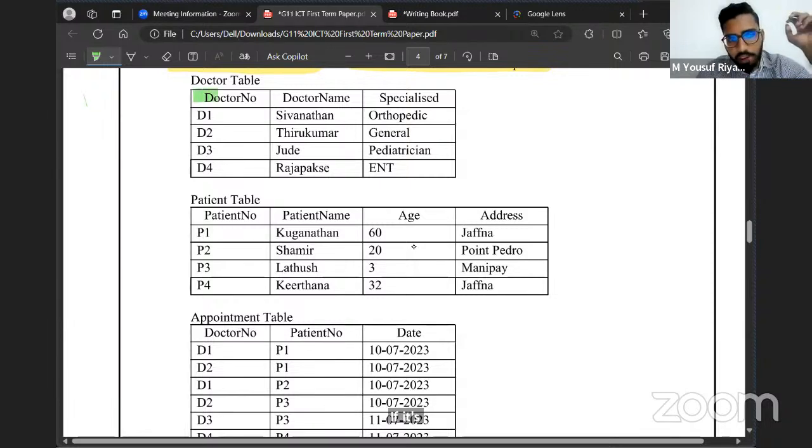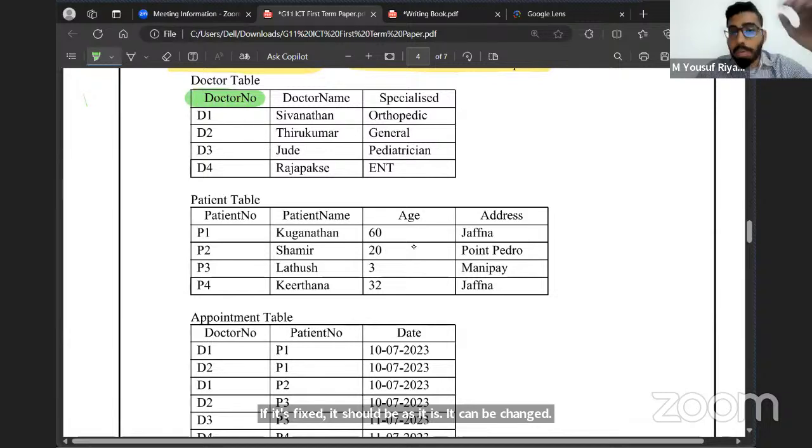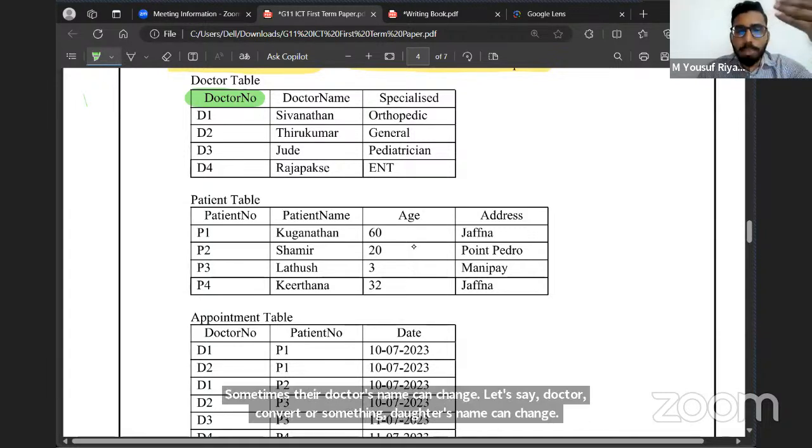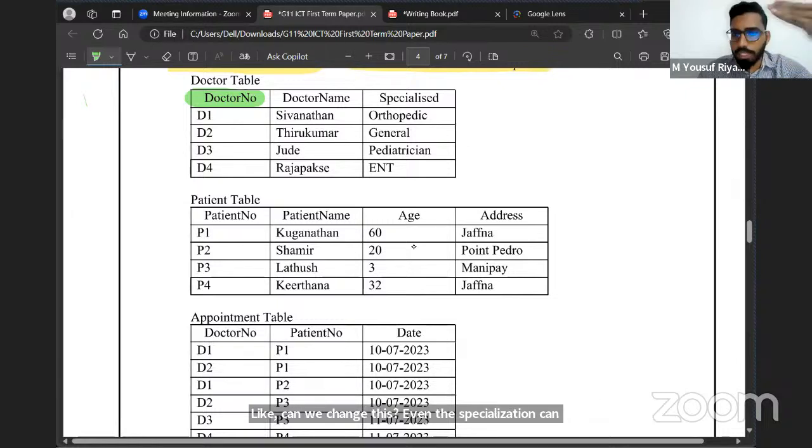The most suitable field will be doctor number. Because sometimes there could be 2 doctors with the same name. Sometimes the doctor's name can change. Let's say the doctor had converted or something, the doctor's name can change. Even the specialization can change. 2 doctors can have the same specialization, or a doctor can change the specialization. It can vary, so that is not suitable. The most suitable one will be the doctor number.